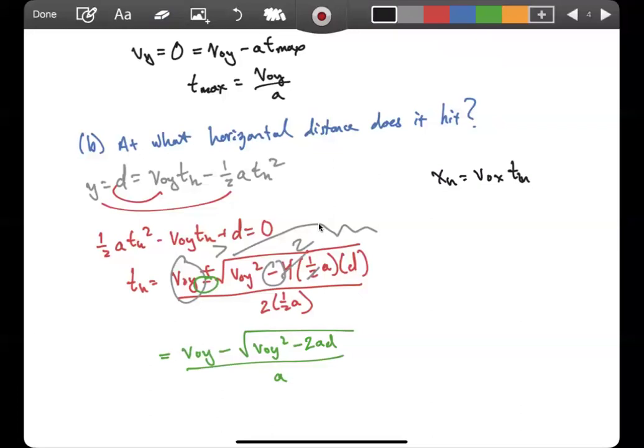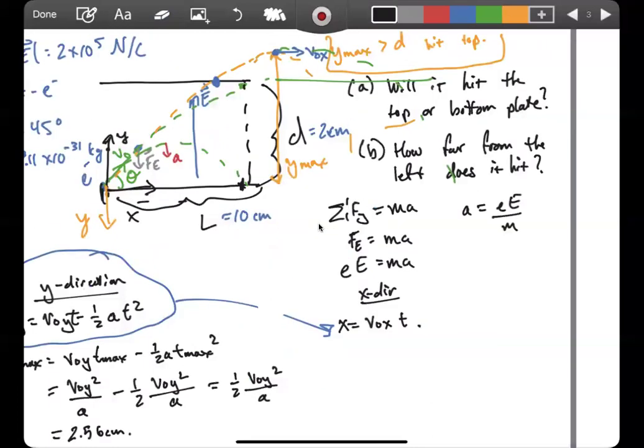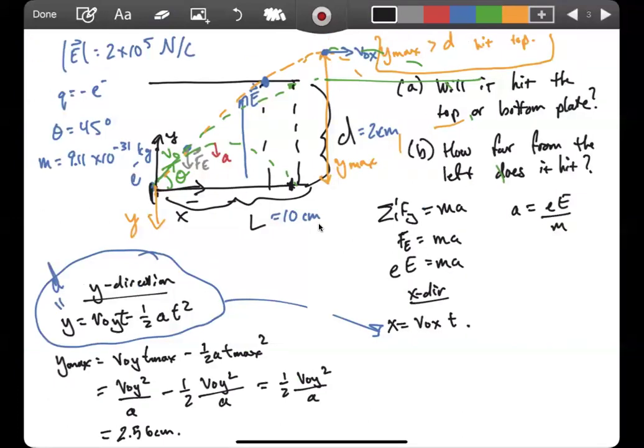Plugging in all my numbers at this stage, what I find is the position at which it hits is going to be equal to 2.72 centimeters. So that means by the time this thing hits the plate, the total distance it has traveled is only 2.72 centimeters. Right? So basically a little more than a quarter of the way across the plates.